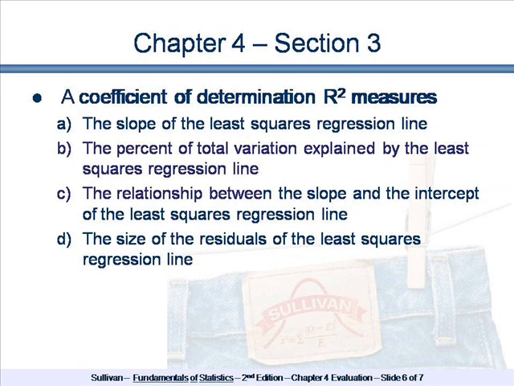A coefficient of determination, r squared, is always going to measure the percentage of the total variation explained by the least squares regression line. What percentage of the variation we can attribute in the y variable to the x variable and vice versa. So we've got the percentage of total variation explained by the least squares regression line.